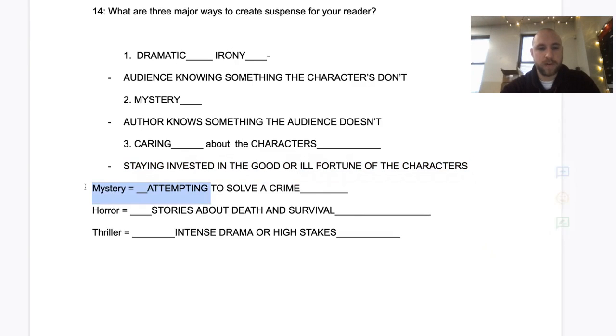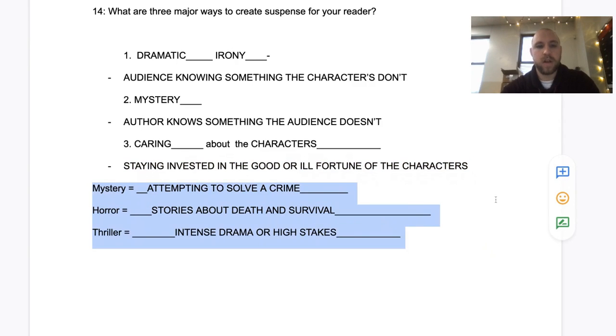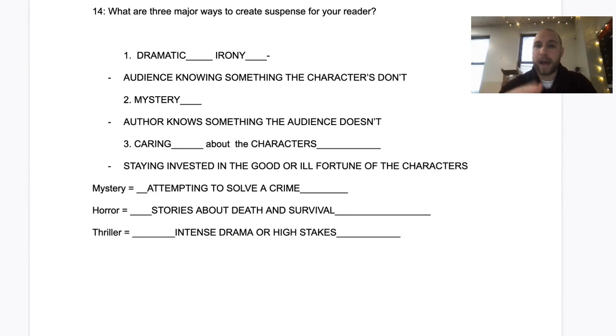Last but not least, we have our terms for mystery, horror, and thriller. Mystery is attempting to solve a crime. Horror is stories about death and survival. And thriller is stories that involve intense drama or high stakes. So if you didn't get anything here, go back, pause the video, and you should now have all of the information for your study guide.